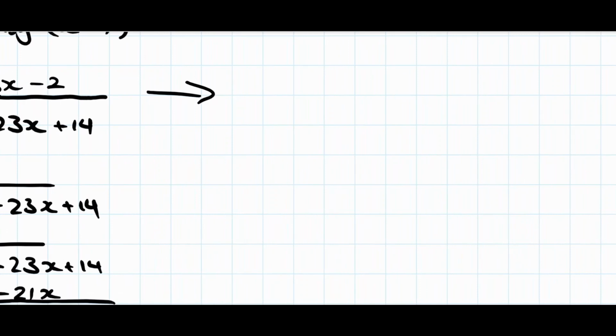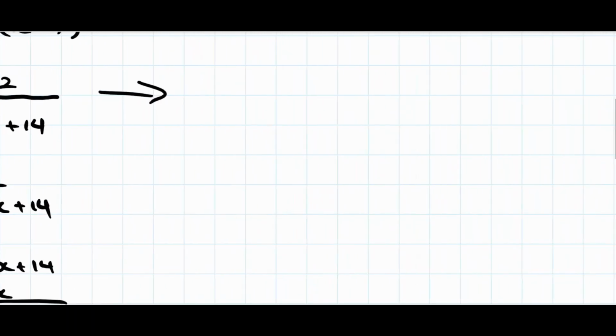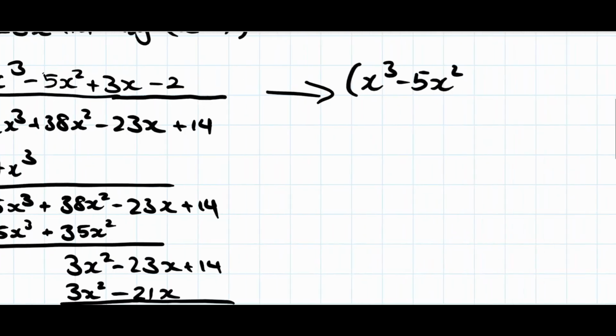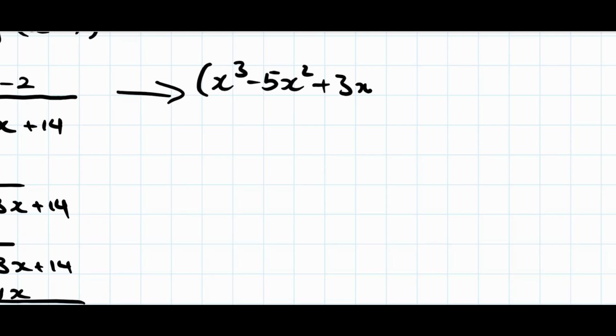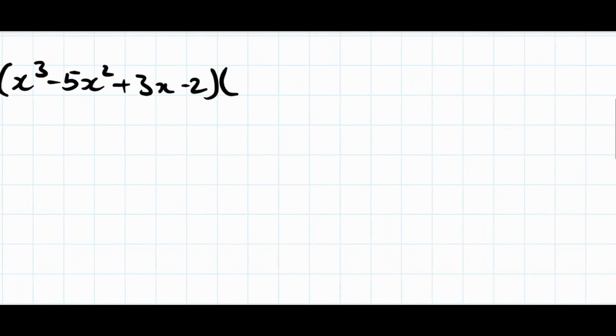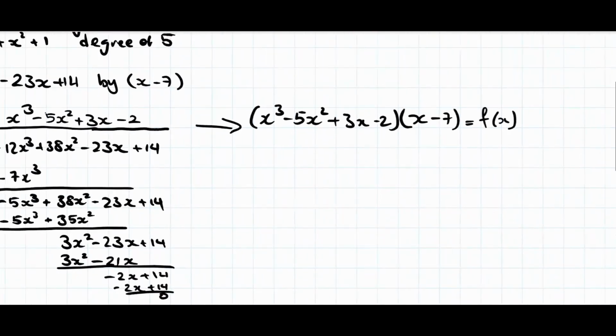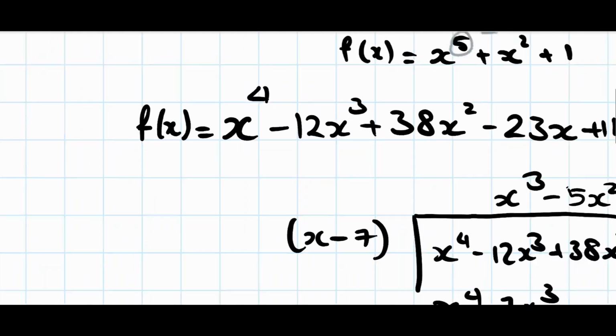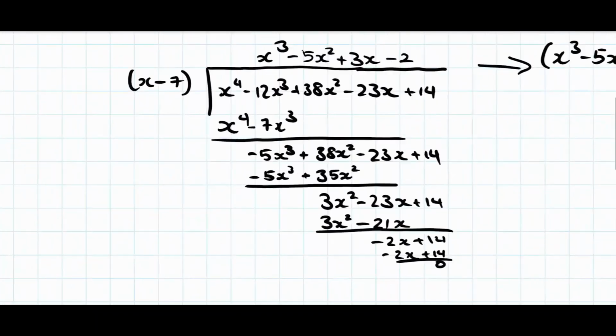So if a question like this is being given, we'll now say that the polynomial x cubed minus 5x squared plus 3x minus 2 times x minus 7 will give us our f of x. Oh yes, and in this case, I should also write my f of x at the start here, so that we're right. So here we'll say f of x is equal to our equation here.